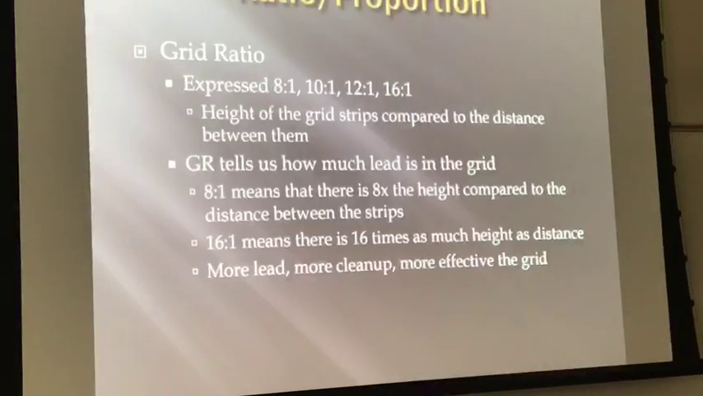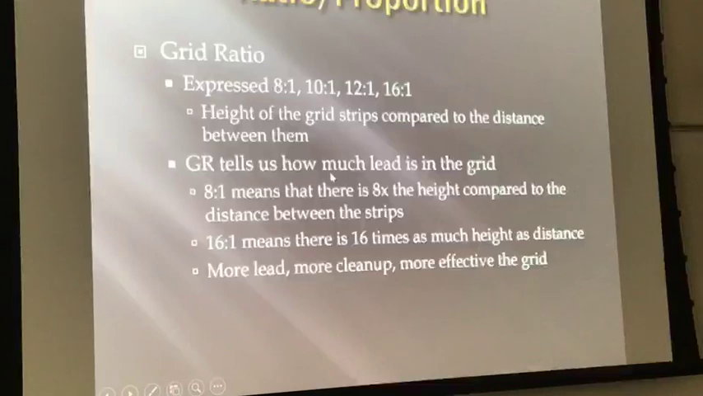So, generally expressed as 8 to 1, 10 to 1, 12 to 1, 16 to 1. You can have 3 to 1 and 5 to 1. Some of your pediatric hospitals will use very low ratio grids to save the dose of patients. So they generally use a 5 to 1 whenever they can. So it's the height of the grid strips compared to the distance in between them.